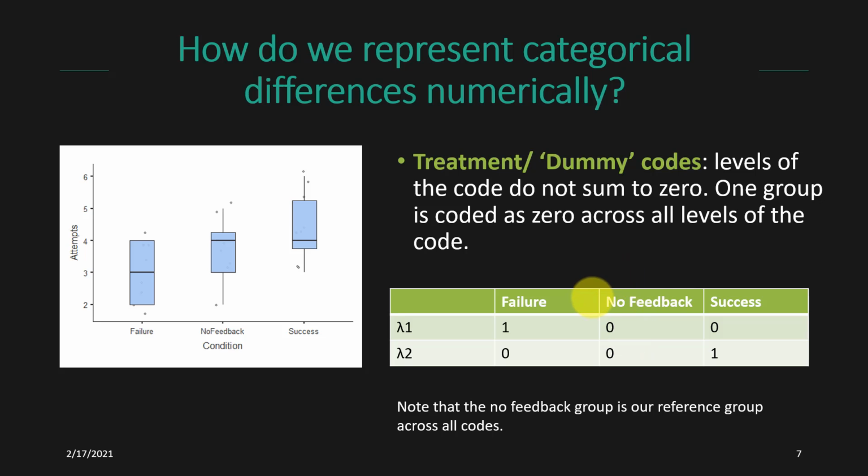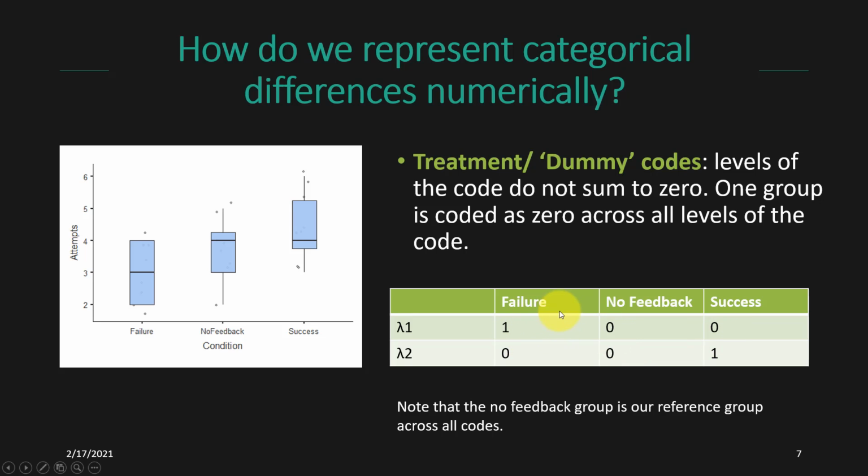So we'll get to that more as we add variables to these models, but for now, let's just look at how we would dummy code our 3 levels here. Again, because we have 3 levels, we're going to need 2 codes in order to represent all of the different groups that we have. So we're going to need 2 dummy coded variables here.